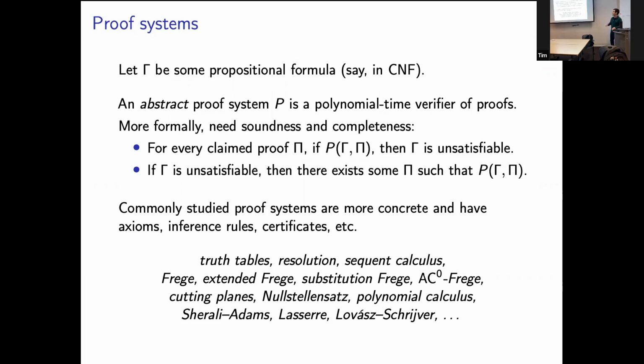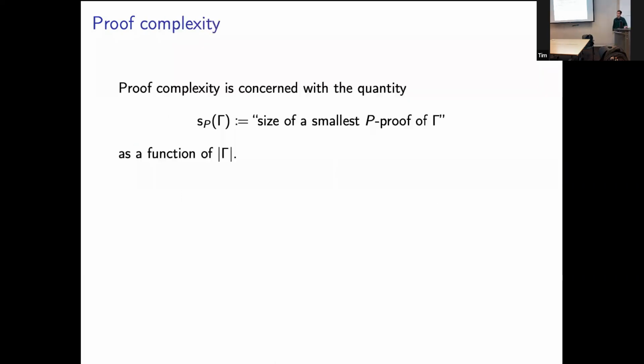In this talk, I will focus on resolution, sequent calculus, Frege, and this line is mostly logical proof systems. These are algebraic ones. These are called semi-algebraic proof systems. This is the so-called geometric proof system. Those are mostly of interest in algorithm design. These have somewhat closer connections to the broader study of computational complexity. And so in proof complexity, we are interested in this quantity.